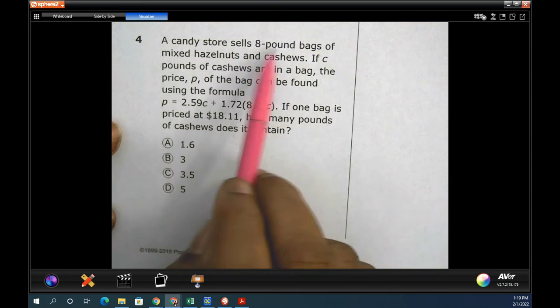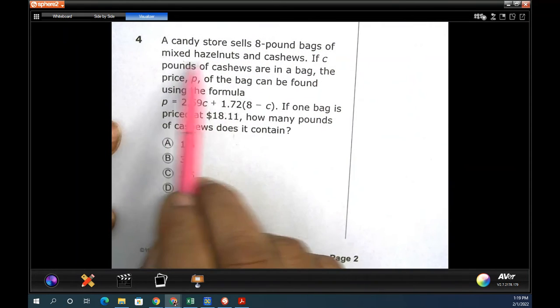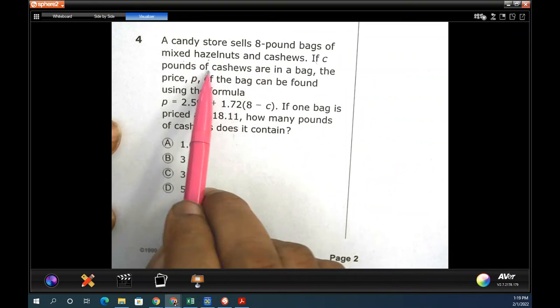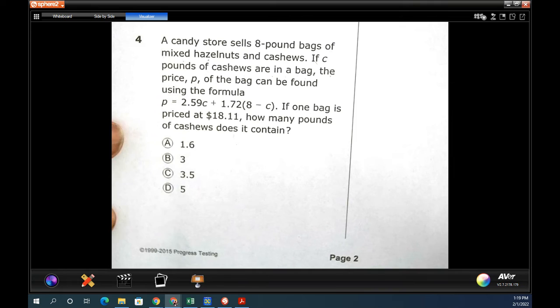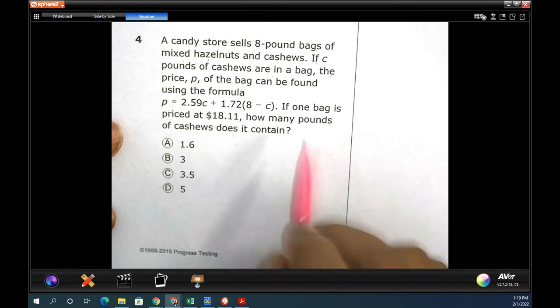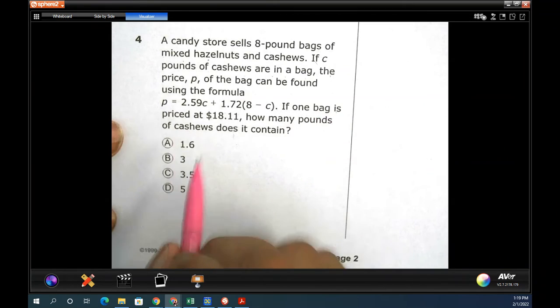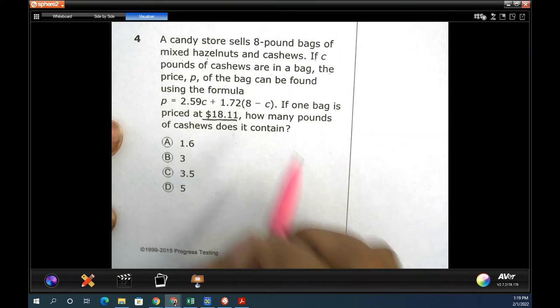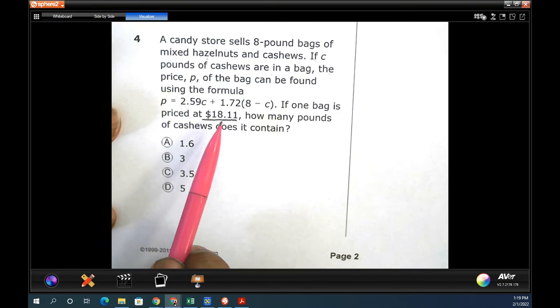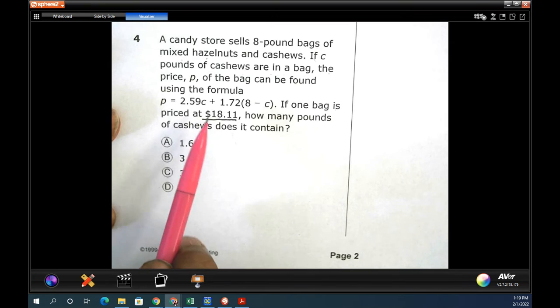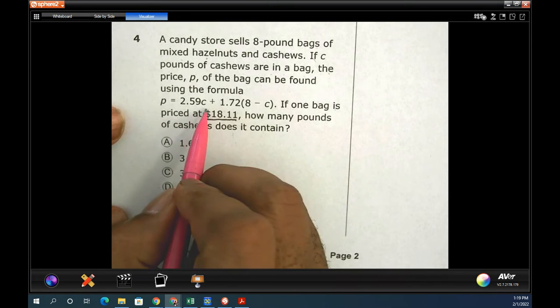A candy store sells 8-pound bags of mixed hazelnuts and cashews. If C pounds of cashews are in a bag, the price P of the bag can be found using the formula P equals 2.59 C plus 1.72 times 8 minus C. If one bag is priced at $18.11, how many pounds of cashews does it contain? What letter stands for price? P, yeah. So you already know P.